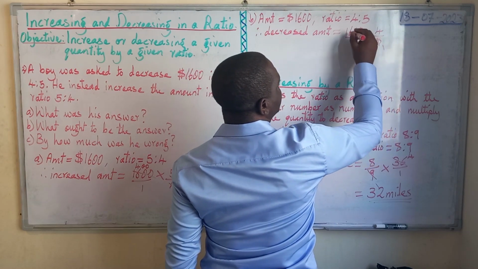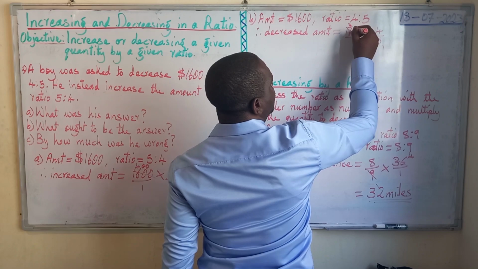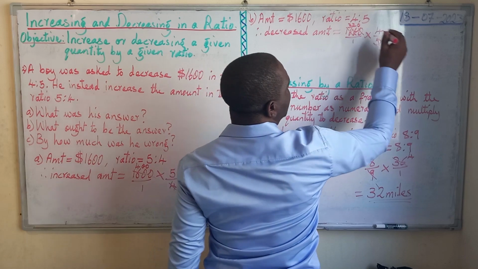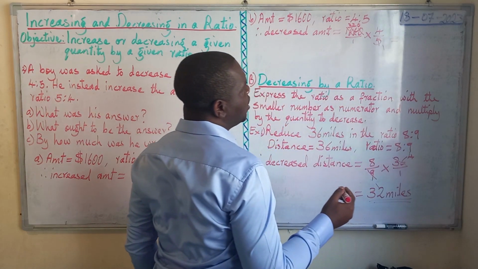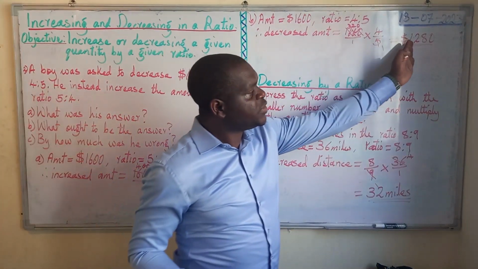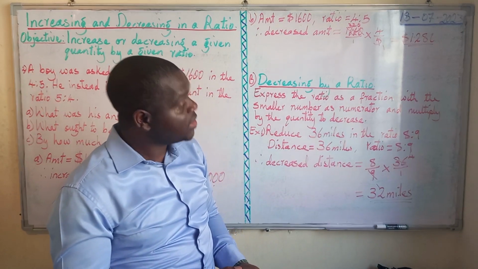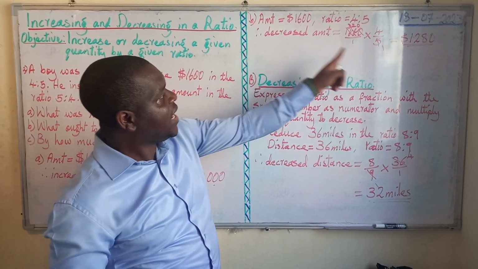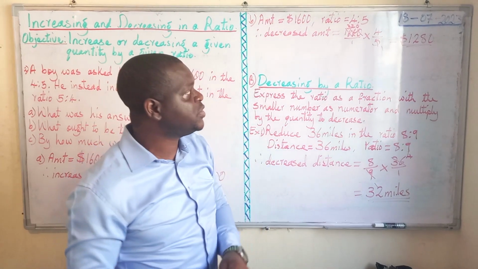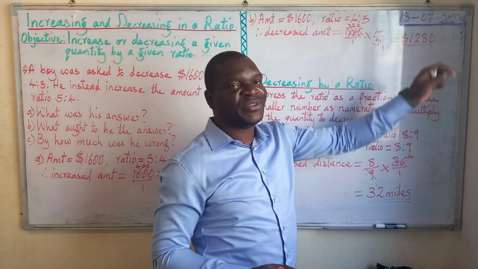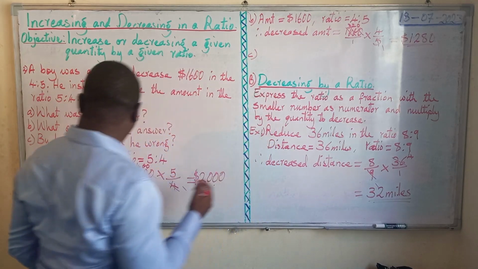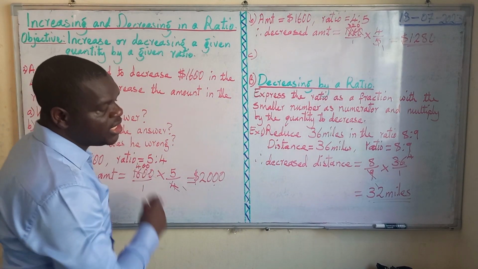5 here 1 time. 5 into 16 3 times. Remember 1. 5 into 10 2, and 5 into 0 0. 320 times 4 is going to give us a total of $1,280. This is what ought to be the correct answer because he was asked to decrease, and this is less than the original amount, 1,600. So if he did it the correct way, it would have been $1,280.